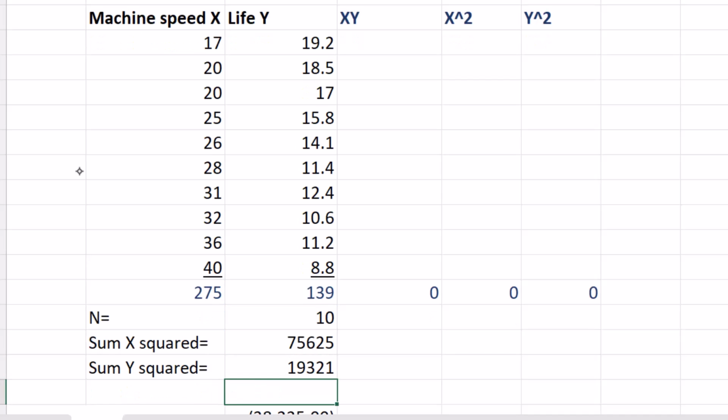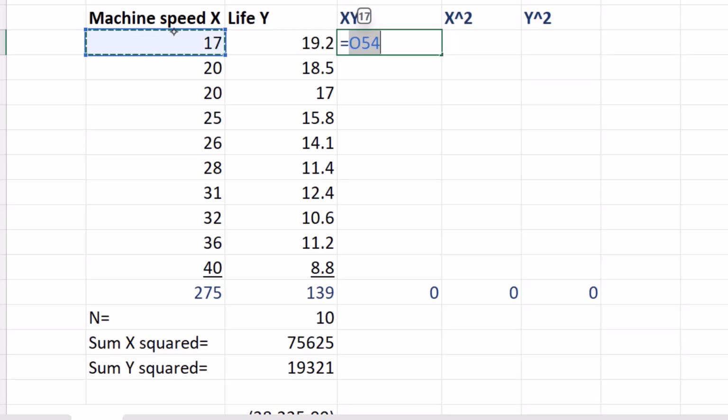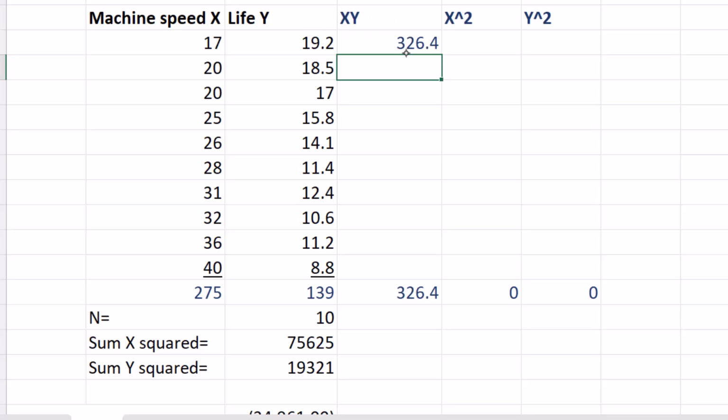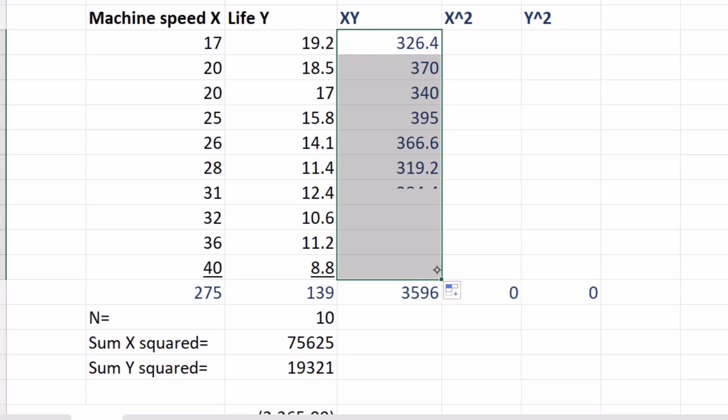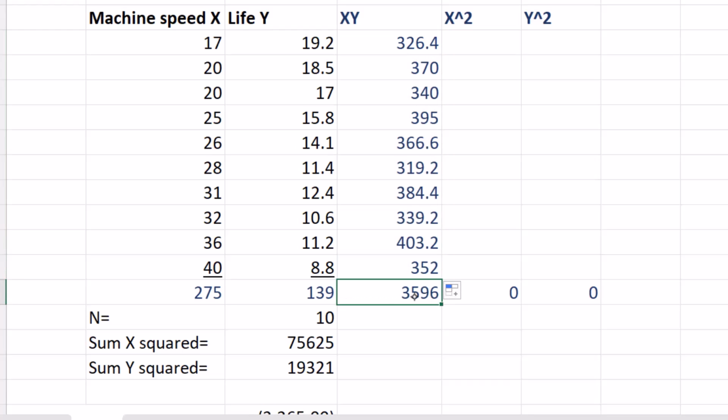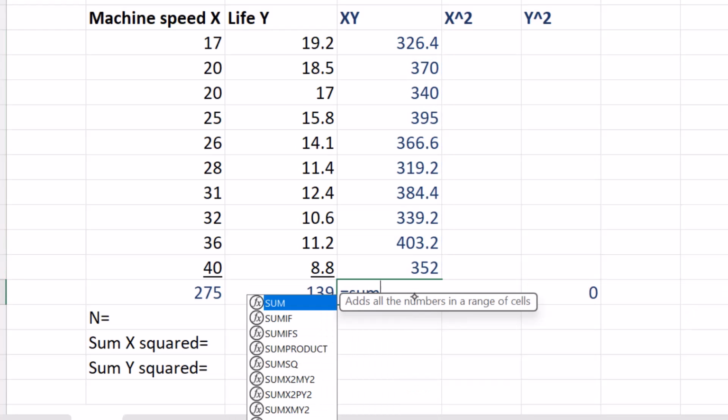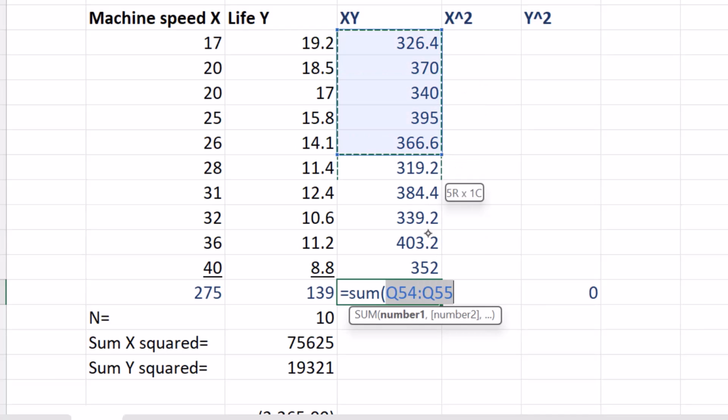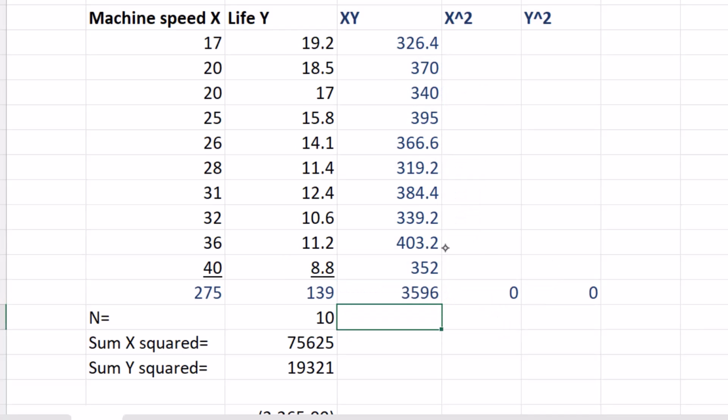Next step is to get the product of x and y in the next column. So all we have to do is multiply one by the other. And we add those up. And that will be equal to the sum function. Grab that again right there. And we can copy that over. I think I did that already when I practiced. Now copy over.